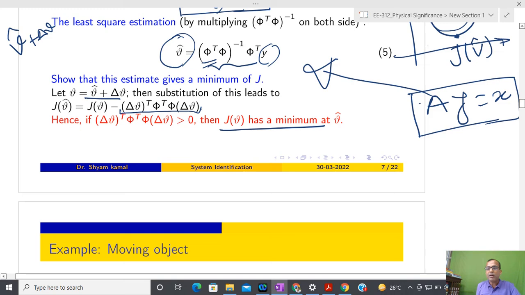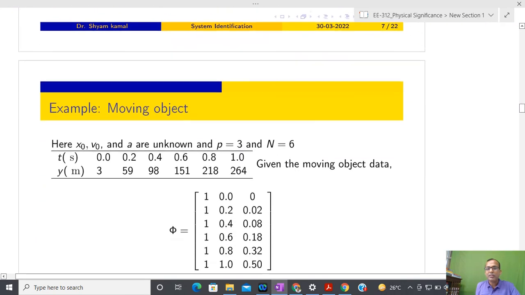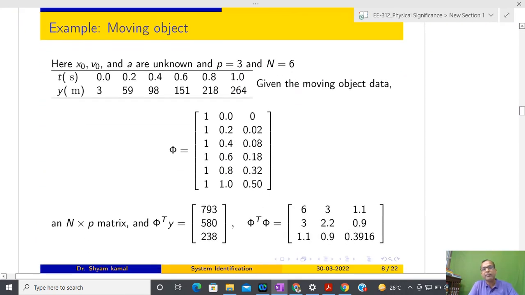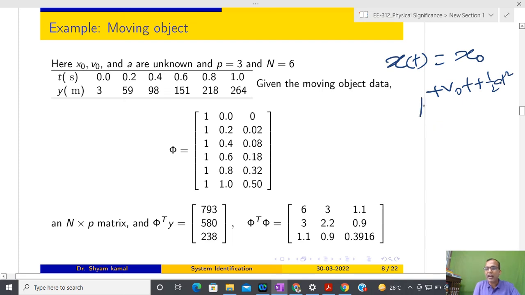Okay, now I will take one example, whatever I have discussed just now. What we have seen is that if some object is moving with constant acceleration, at that time I can model it like this, a t square. And what we have done after that is write this problem like y t equal to phi t, the explanatory variable, times nu, plus e.